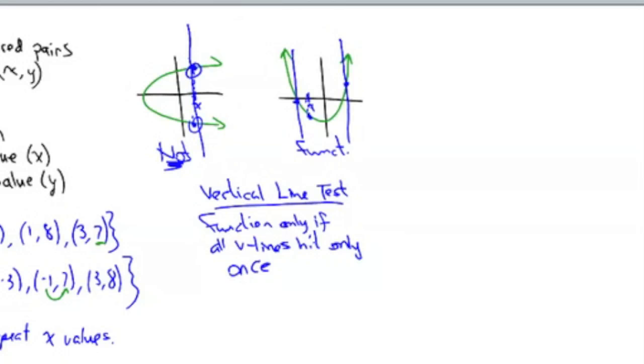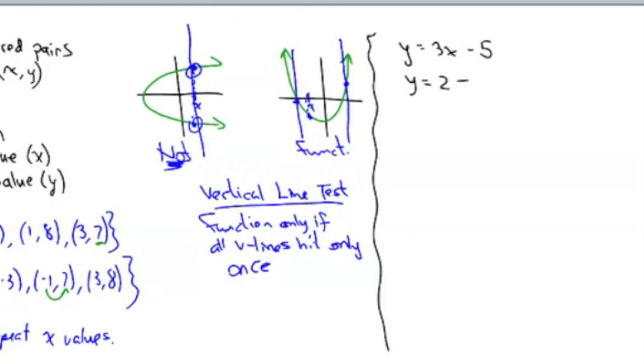Okay, so we did definition of function, vertical line test. What else is there? Of course, function notation. I always do function notation a little strange, or at least describing it.